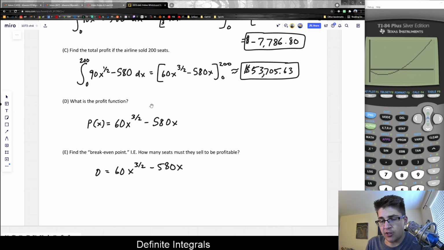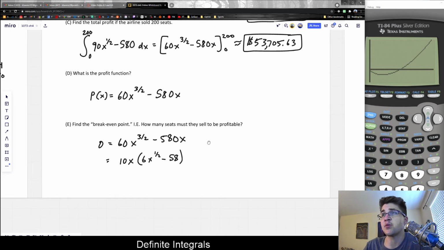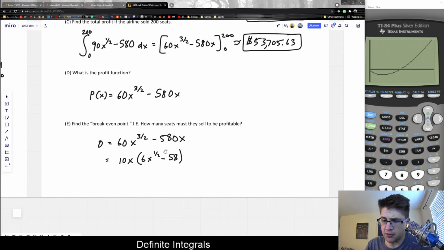And actually, we could factor out 10, and 58 is not divisible by 6, but notice there is a common factor of x as well. If we were to factor out 10x from this, we'd be left with 6x to the 1/2 minus 58, and I factored out x from that as well. And actually, we could also factor out 2 from this. This would be 20x times 3x to the 1/2 minus 50 divided by 2 would be 29.